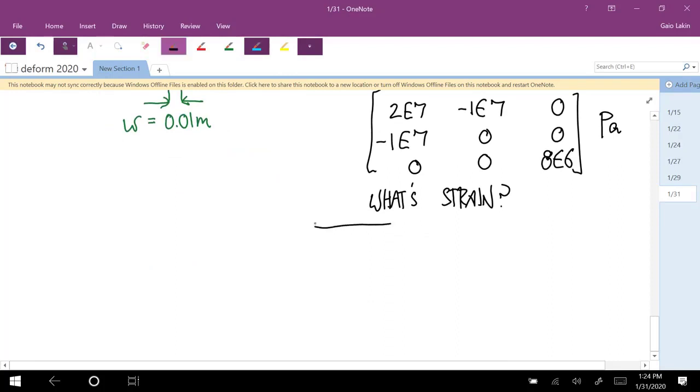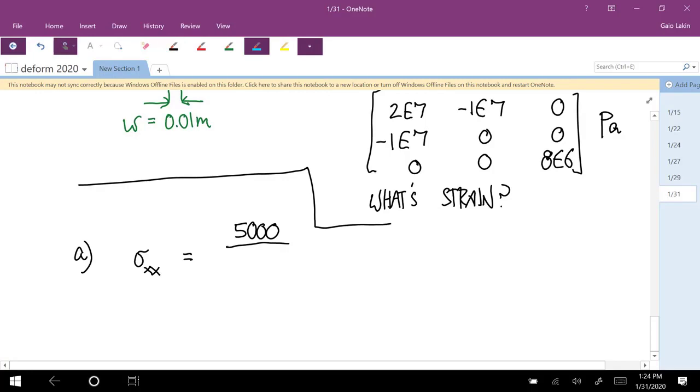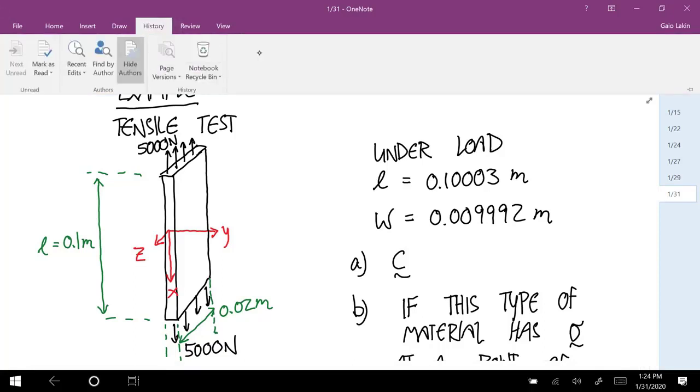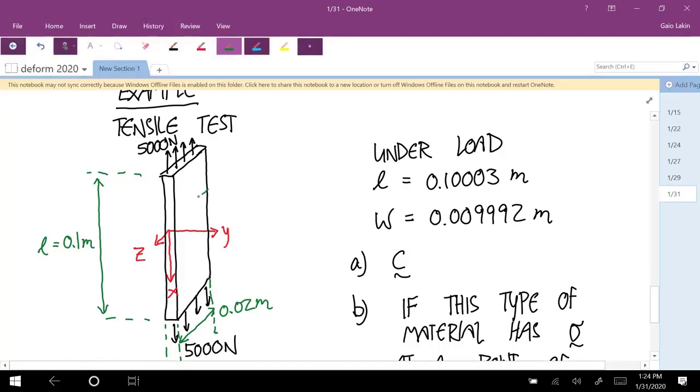All right, so for part A, the XX stress is 5,000 divided by the cross-sectional area. The cross-sectional area here is the 1 centimeter times the 2 centimeters. Are you with me on that? We're talking about this area here.